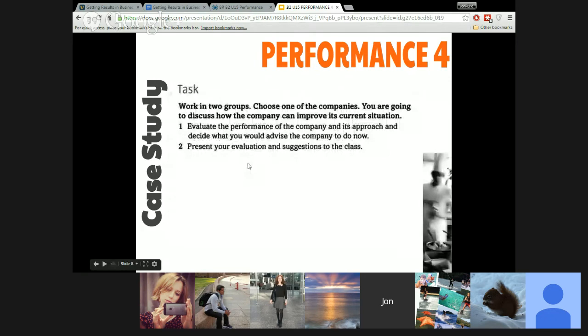So let's move forward here. Choose one of the companies. You are going to discuss how the company can improve its current situation, evaluate the performance of the company and its approach, and decide what you would advise the company to do now. Present your evaluation. Well, we're going to do this as a class, I think. We're going to look at each company in turn. We're going to evaluate the performance, and we're going to advise the company what to do.